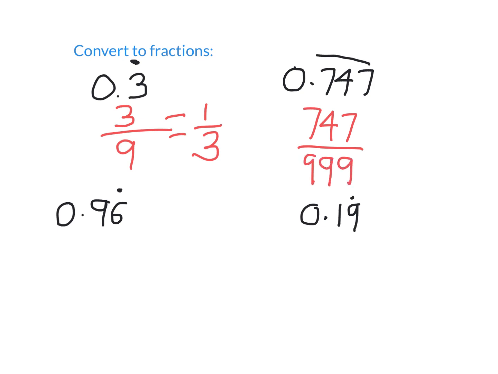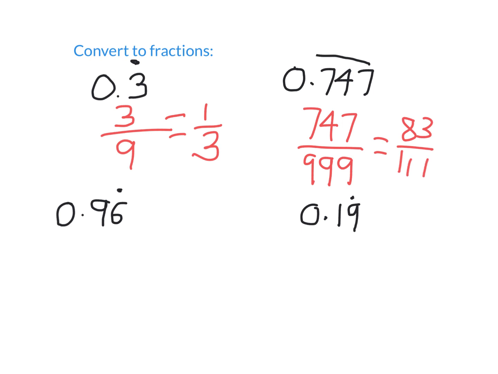Now, you have to remember when giving a fractional answer, you must make sure your answer is simplified. So 747 over 999 can be simplified because both of these numbers are divisible by 9. You know that because the sum of their digits is a multiple of 9. So dividing top and bottom by 9, we get 83 over 111.